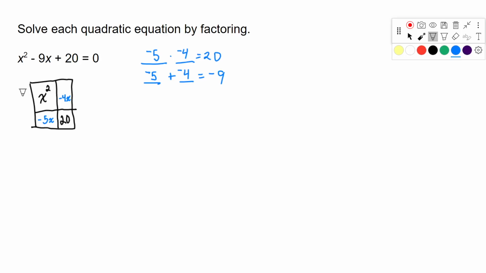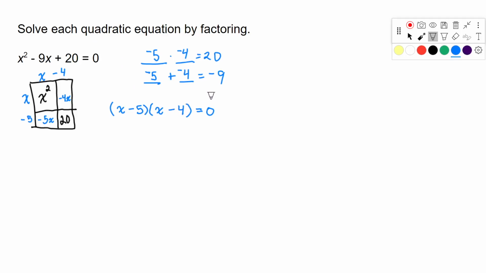To multiply and get x squared, that's going to be x times x. When I multiply x times negative 4, I will get negative 4x. When I multiply the other x by negative 5, I will get the negative 5x. So in factored form, this equation is x minus 5 times x minus 4. And it's equal to 0. Now if you're wondering where that 0 came from, it's because our original expression was set equal to 0.